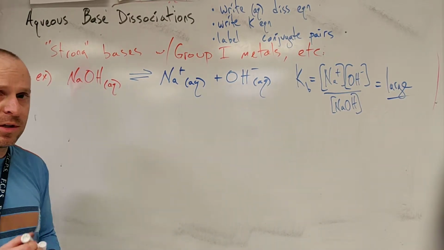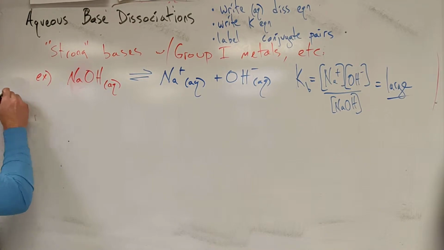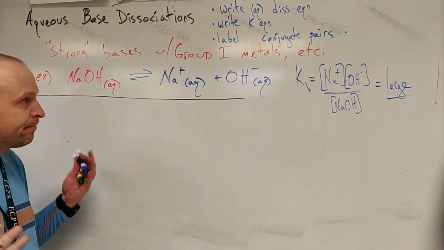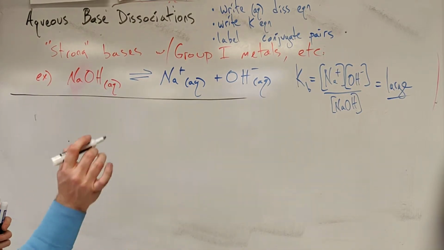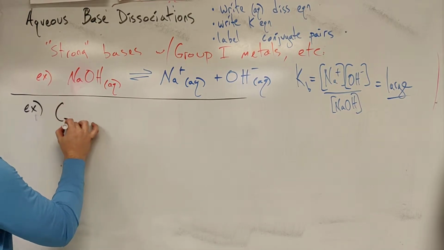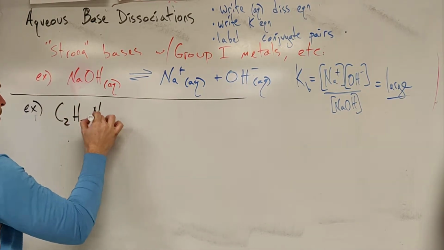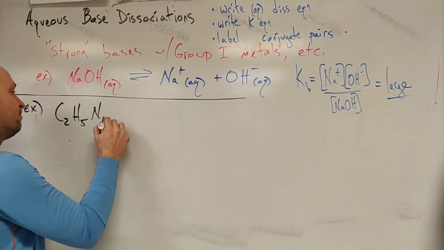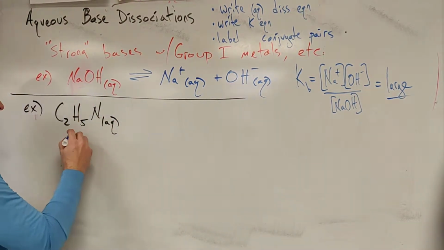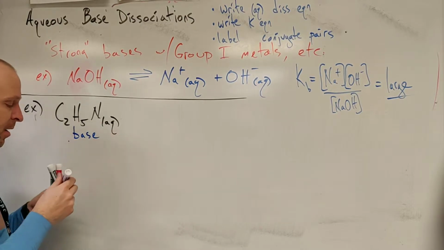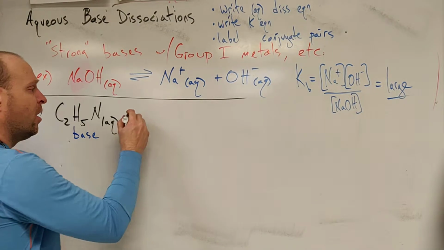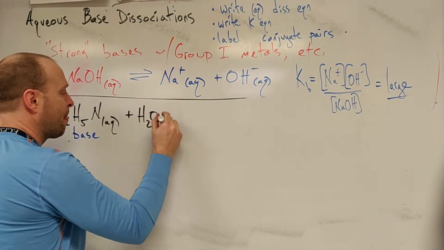So now let's focus on the ones that aren't so straightforward, and they're going to be weaker bases, I guess we should say. So let's start with something like C2H5N, aqueous. I am declaring this as a base. We're being asked to write base dissociations, so I'll just call it a base. Since this is a base dissociation in aqueous solution, we've got to have our water, and that's a liquid.